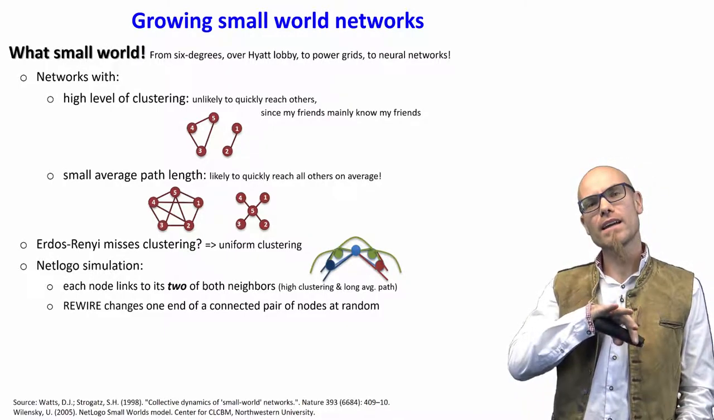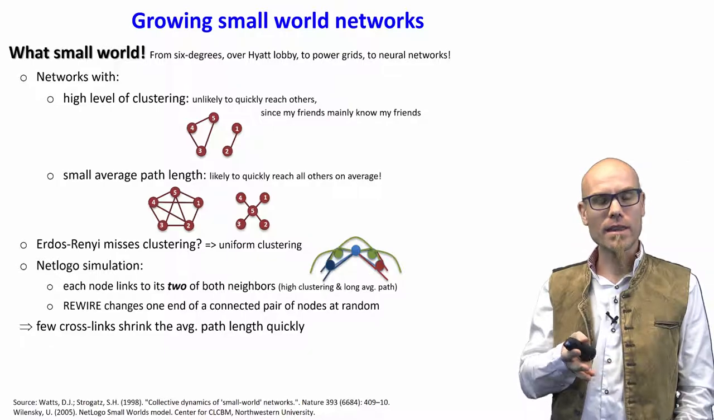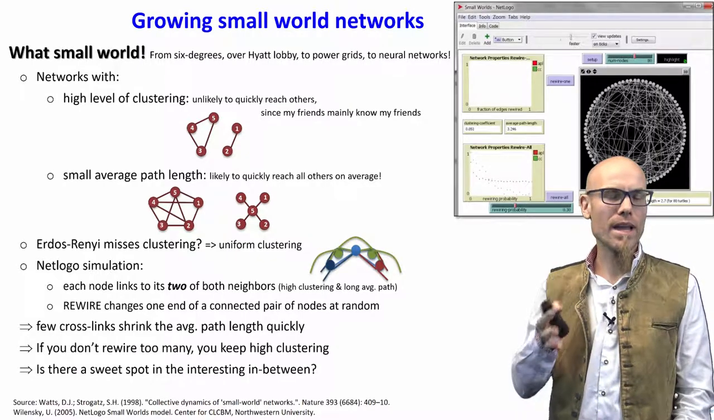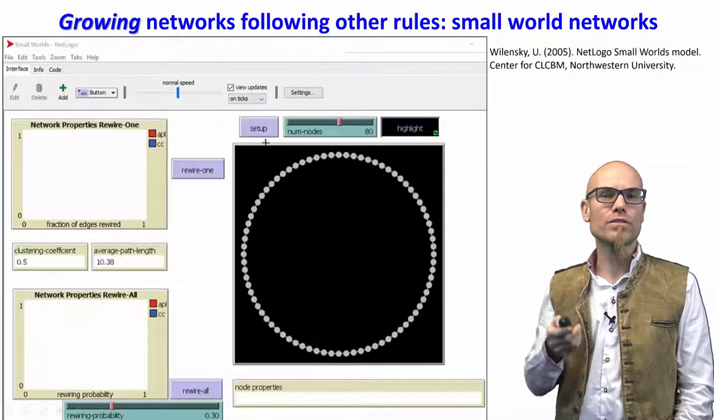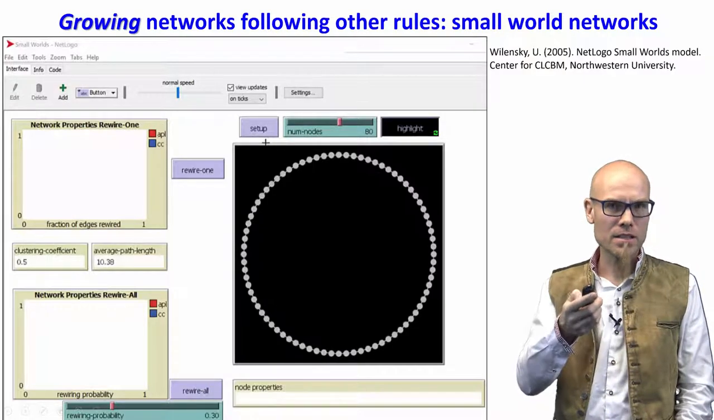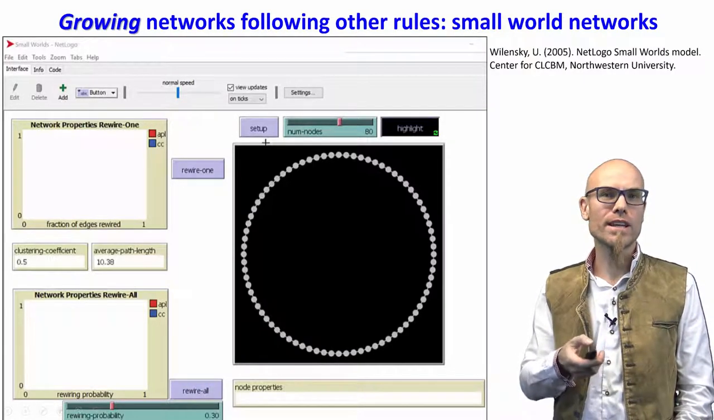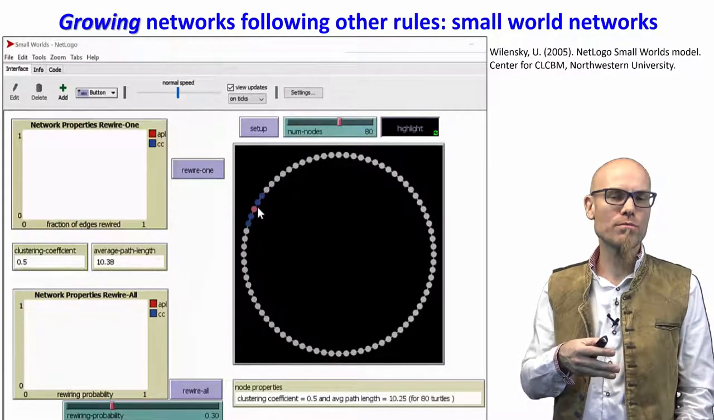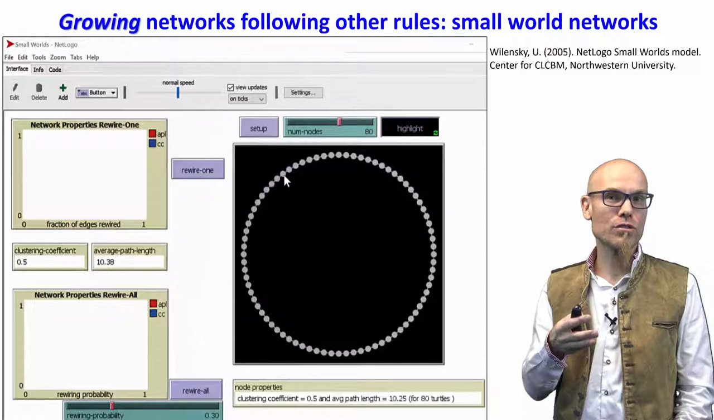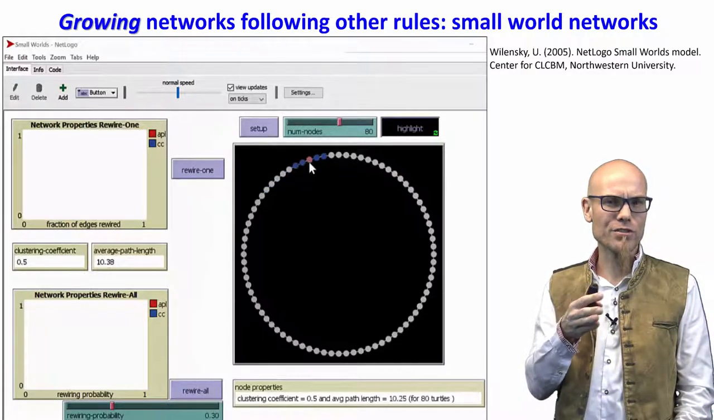So I threw in here 80 nodes, and the 80 nodes are connected the way I just told you about. They're always connected to the two on the left and the two on the right. So as we can see here, the red one is connected to the two blue on the left and the two blue on the right. And that gives a very high clustering coefficient. So they're very much connected to the ones next to them.